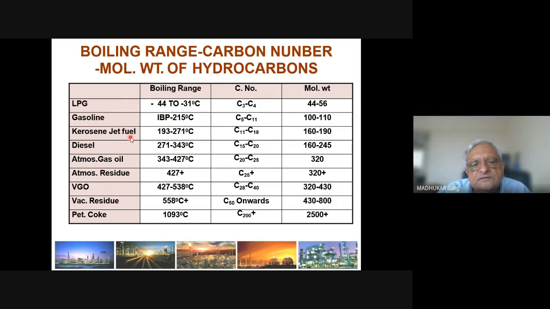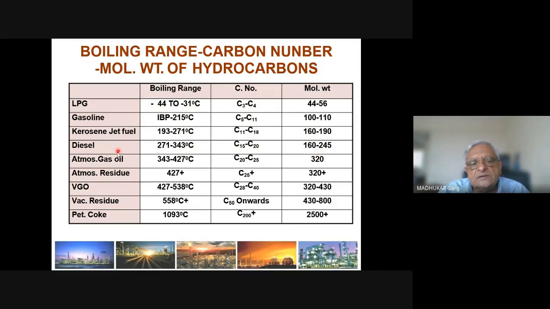Then comes the jet fuel, which is similar to kerosene, and that boils in the range of 193 to 270, where it has carbon number going from C11 to C18, and 160 to 190 is the molecular weight. Then comes diesel, which is used in heavy duty engines, trucks, buses, etc. That boils in the range of 271 to 343 at atmospheric pressure, and the carbon range is C15 to C20. This carbon range is only indicative; it can vary by a couple of carbon numbers lower or higher. And the molecular weight is 168 to 245.